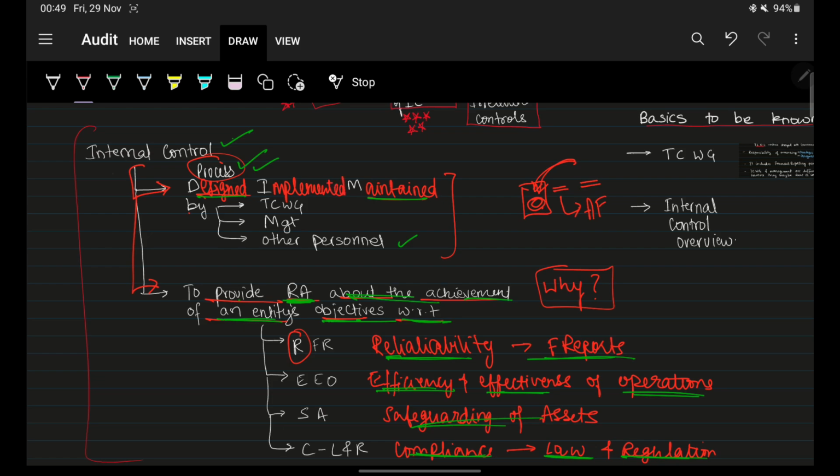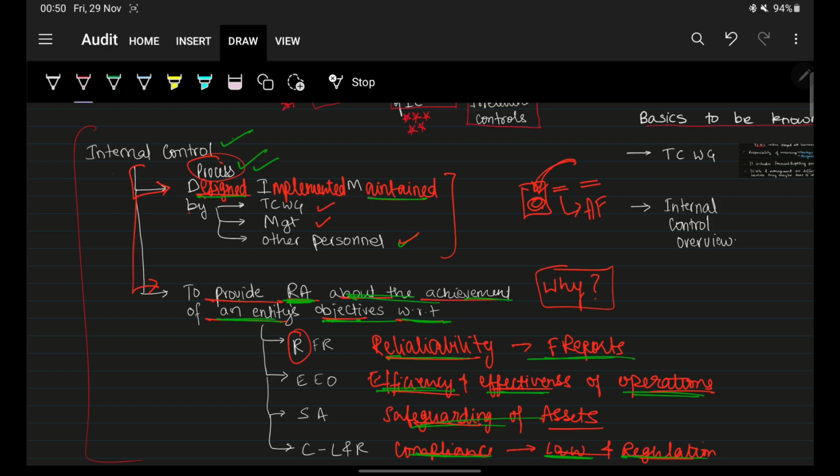Okay, let's just come back again, one last time before we jump to benefits and limitations. Internal control is a process that is designed, implemented, and maintained by those charged with governance, management, or any other personnel. Why is this created? To provide reasonable assurance as to the achievement of an entity's objectives with regard to reliability of financial reports, efficiency and effectiveness of operations, safeguarding of assets, and compliance with law and regulation.